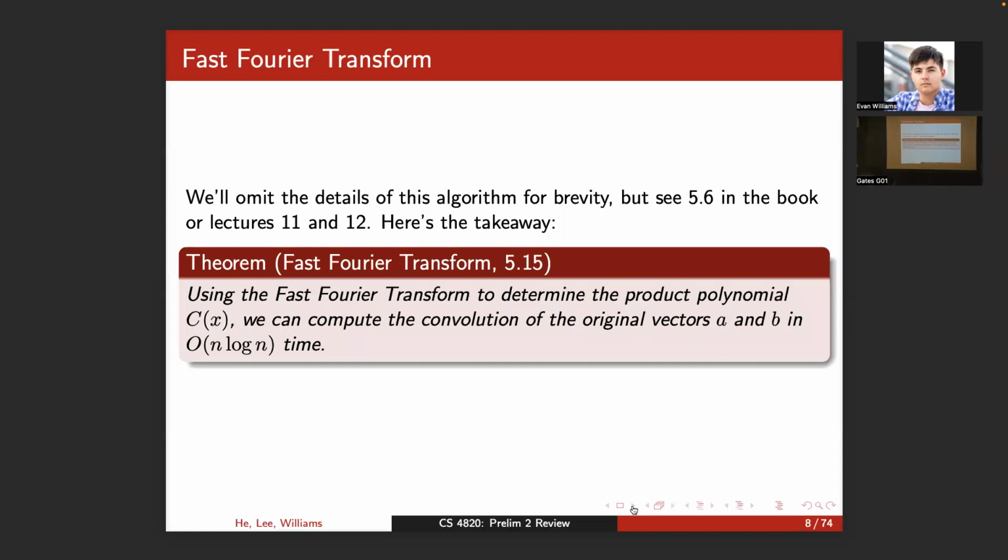Okay, again, not going to go over this super in depth. You guys talked about this in lectures 11 and 12, but this is kind of just what fast Fourier transform does. Just knowing this information is important. You won't have to prove it again because we've already proved it in lecture and in the textbook. But yeah, let's move on from that.